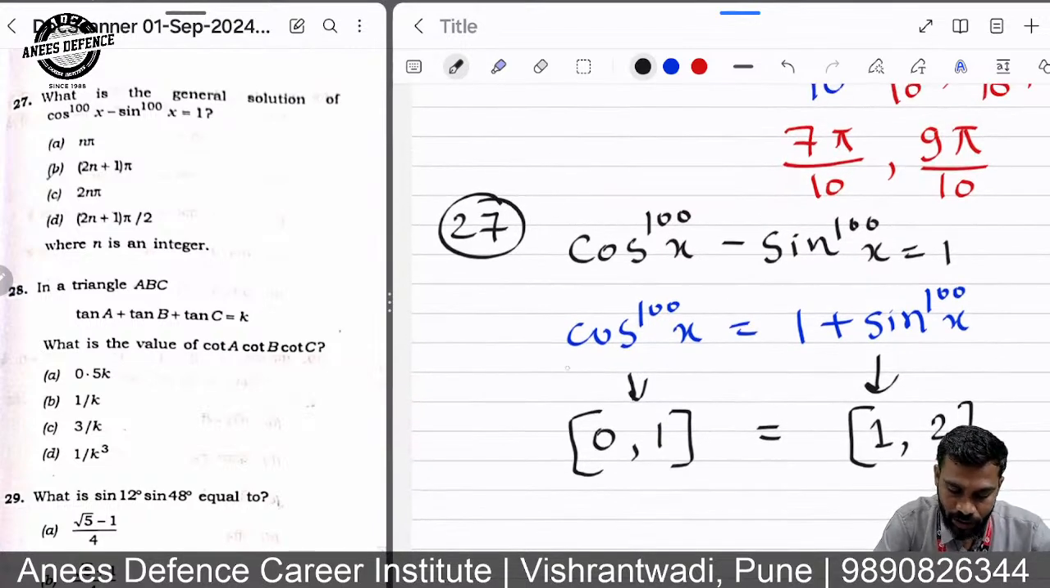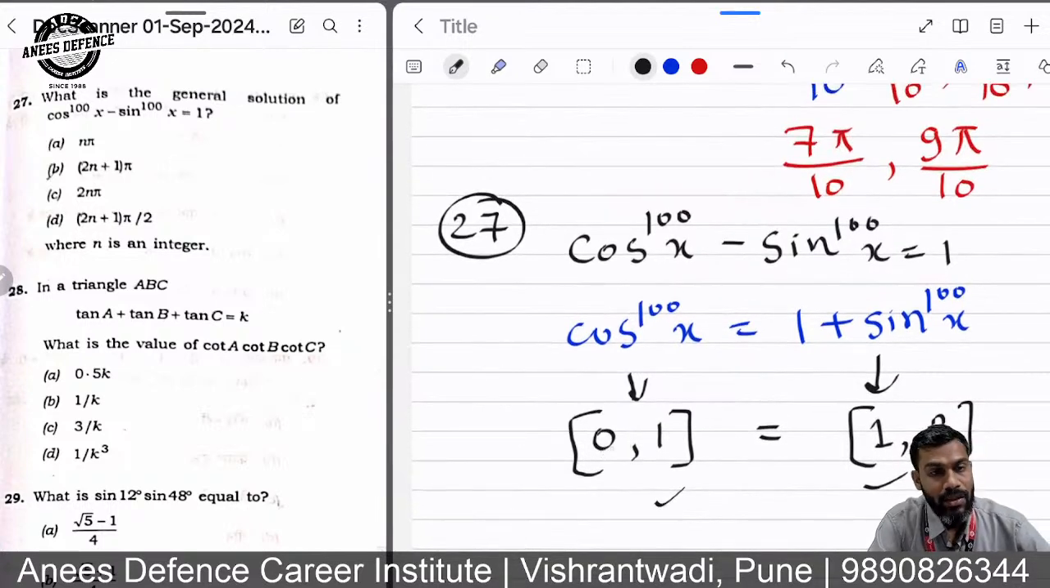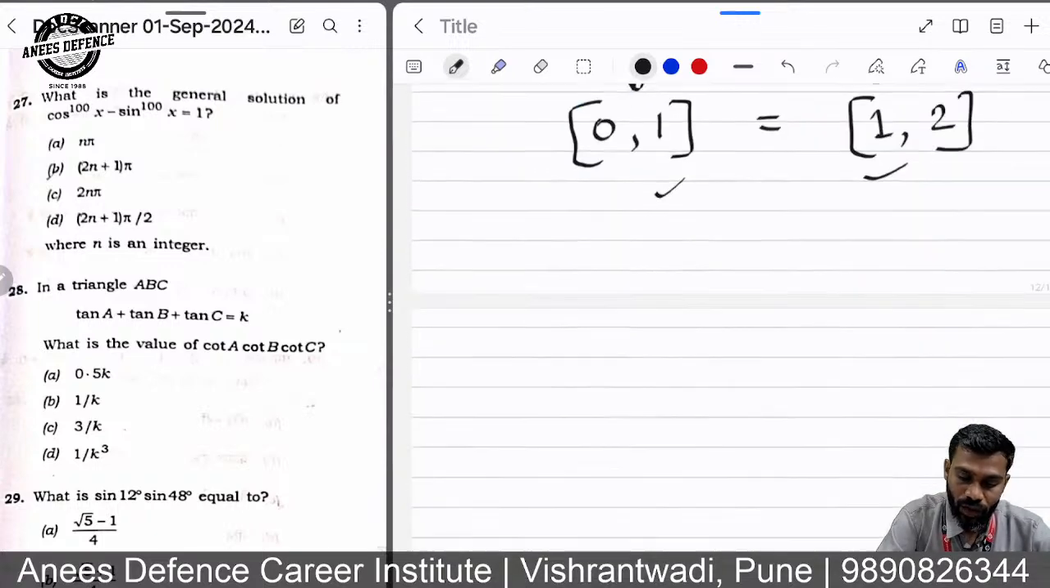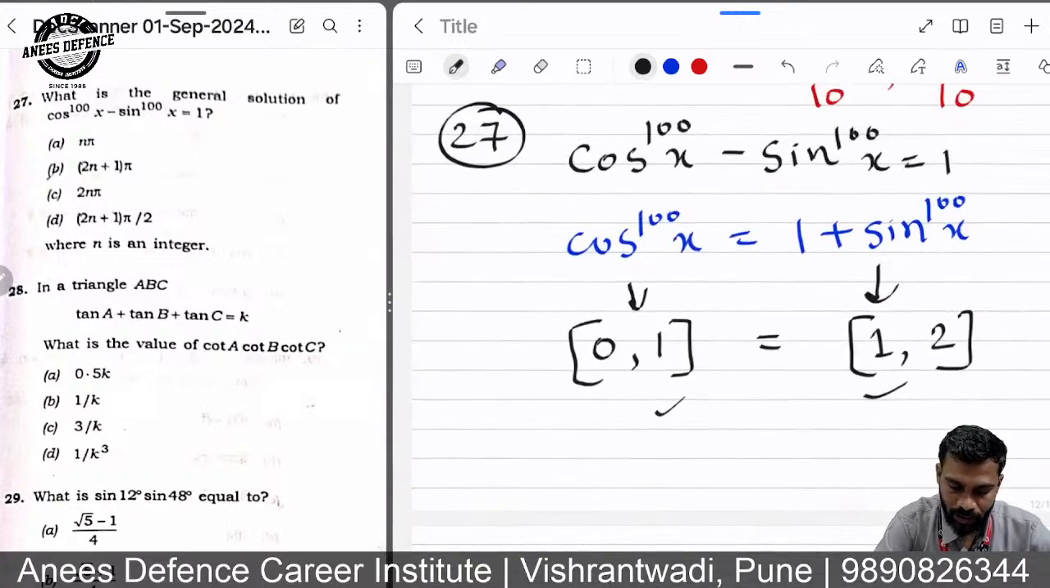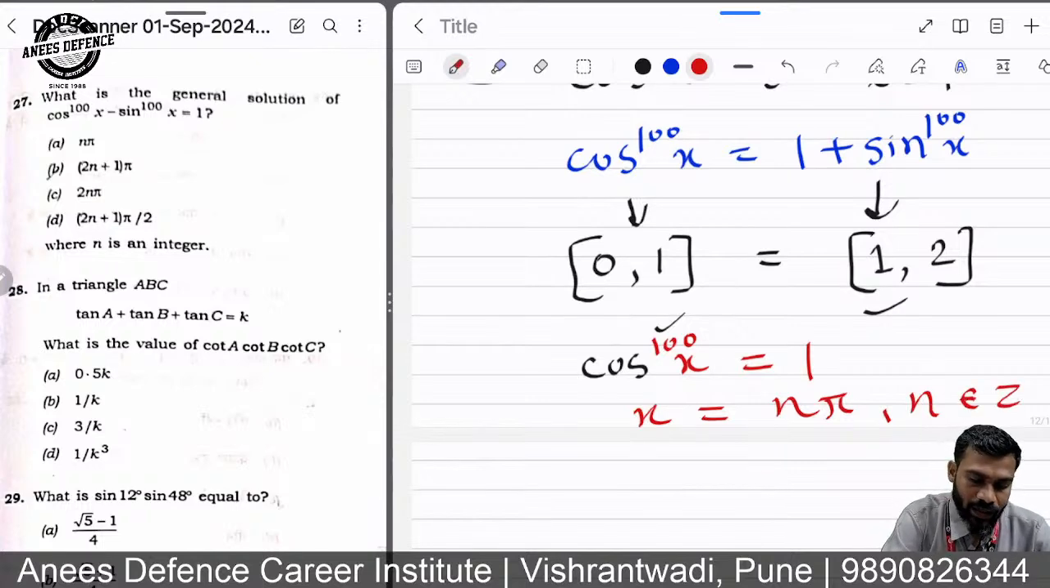So as you can see, there are two functions which are equal, and the ranges are, you can clearly see, 0 to 1 and 1 to 2. So there is only one common point, which is 1. So I can directly write both the functions should be equal to 1. So cos raised to 100x must be equal to 1. So of course x will be the general solution n pi. N can be any integer. So option A is the right answer for this.